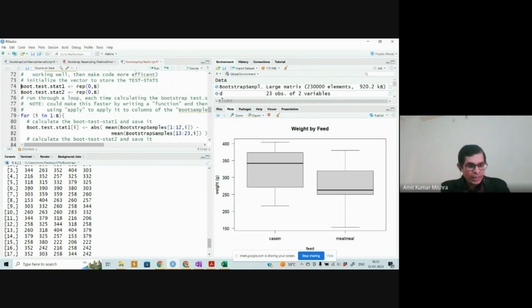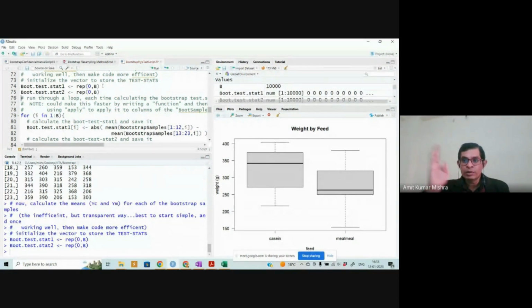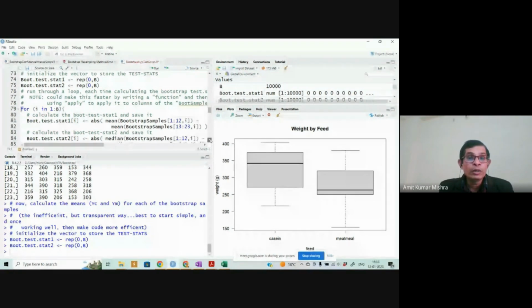So for that, we first define boot.test_stat as a 0 vector, just to fix the memory, B times. So now you have a 0 vector, you have fixed the memory. Now see the loop, how it works.